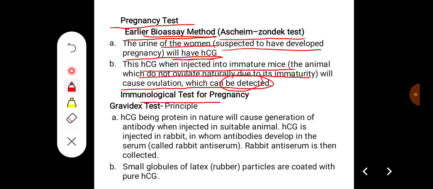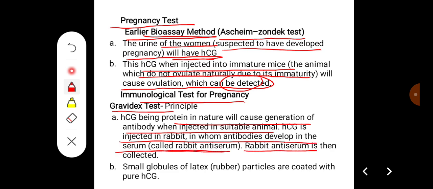Then some of the immunological tests are the Gravindex test, where the principle is that HCG, being a protein in nature, will cause generation of antibody when injected into a suitable animal. The HCG is injected into a rabbit, in whom antibodies develop in the serum, which is called rabbit antiserum, and the rabbit antiserum is then collected.